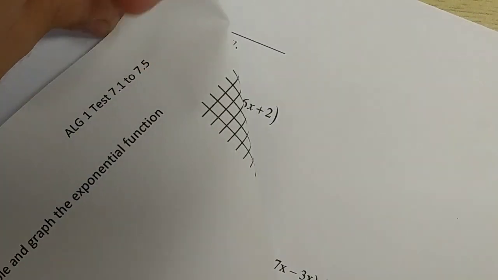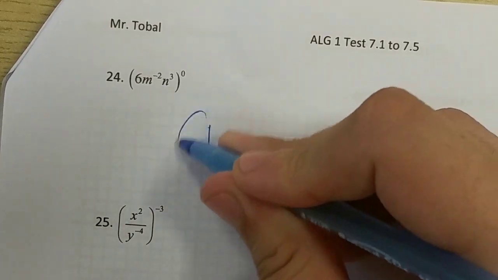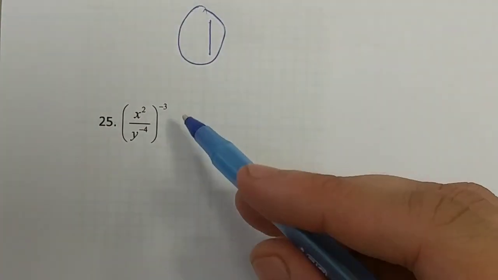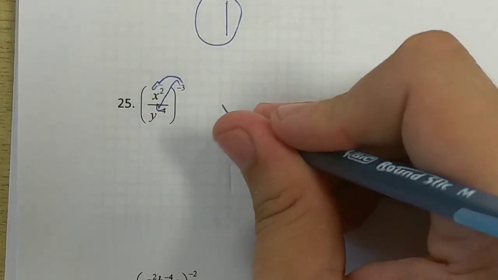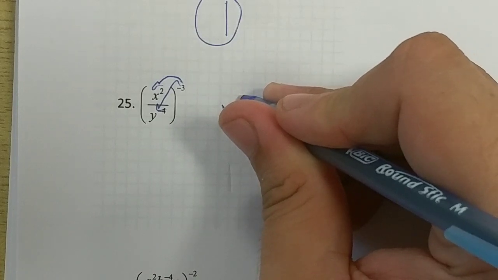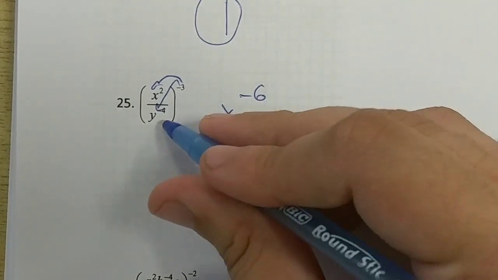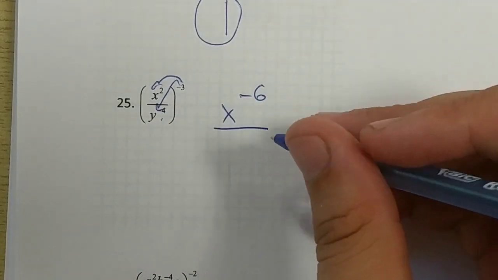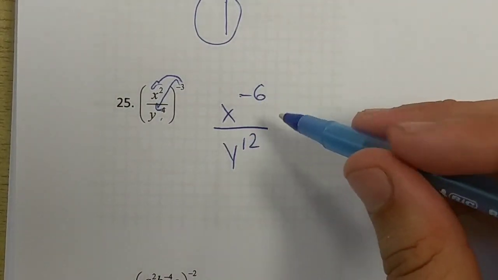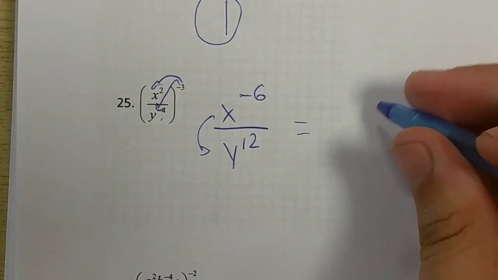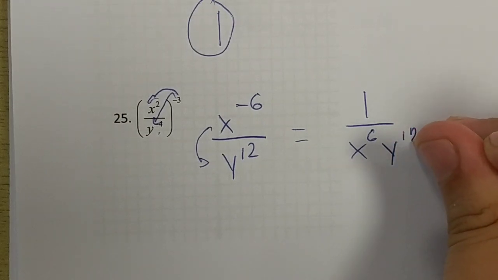Looks like we're almost done with chapter 7, so that's good. Hey, another 0 power. What does 0 power equal? 1. You're done. Next one. -3. So we've got to distribute a -3 to the x and -3 to the y. So x, -2 times -3 is -6. Over, this is -4. So -4 times -3 is y to the positive 12. Now since the exponent on x is negative, you move it down if it's on top and up if it's on the bottom. So x to the 6, y to the 12.